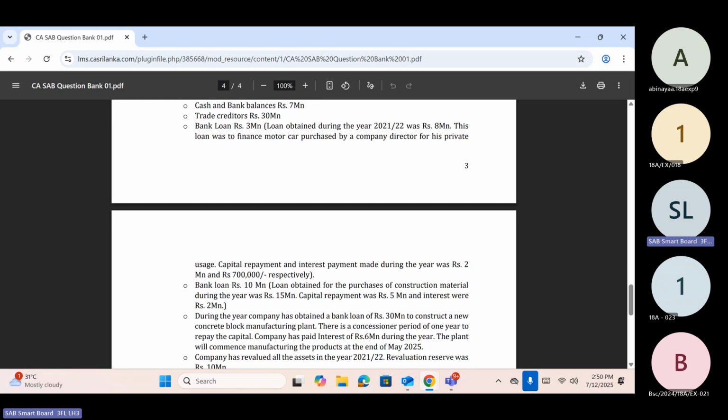The loan has been used to purchase an asset, a motor car, that it says is used by the director for private usage. What does it mean? Loan has been obtained to purchase an asset, but the asset has not been used during the year for the production of income. This is a private asset. Right? This is not a deductible interest.